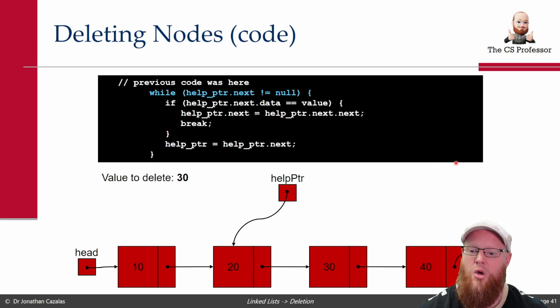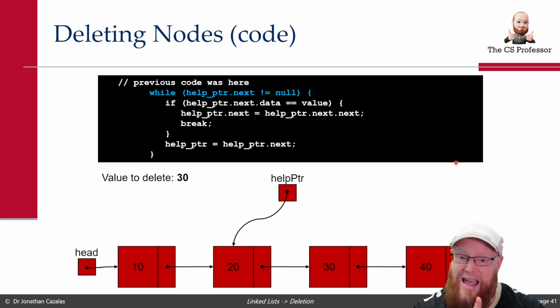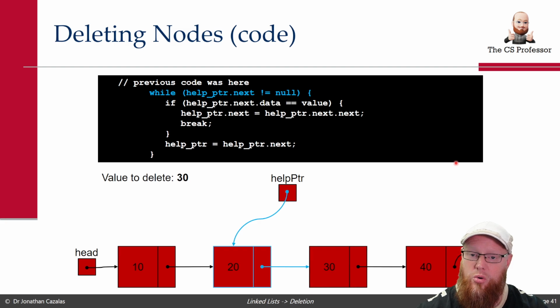Let's continue. While help pointer dot next does not equal null, so we're going to look at one node past where help pointer is pointing. Help pointer is pointing to the second node, so help pointer dot next is the third node. We want to make sure that the third node is not null. Help pointer dot next does not equal null because you can see this node with the value 30, it's dancing. It's an actual node. Cool.